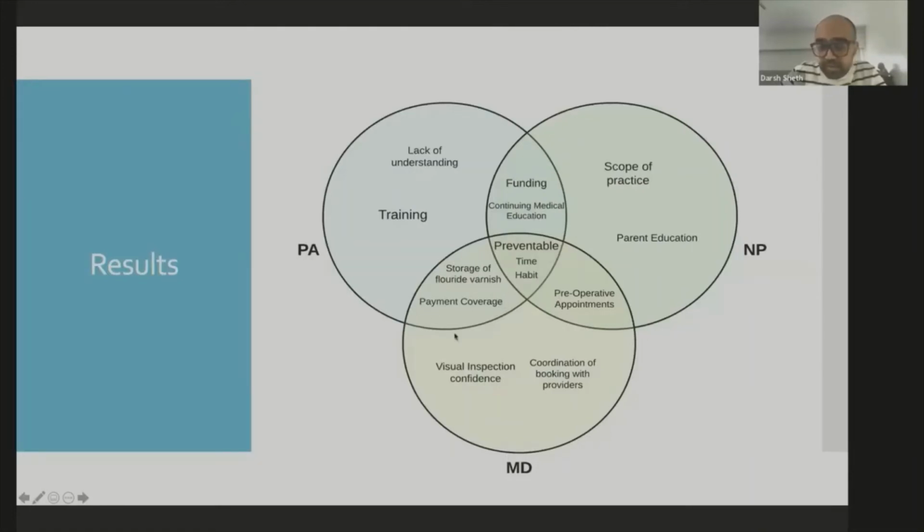In terms of physician assistants and physicians, payment coverage was noted as something that came up in the discussion. How can parents of these children afford to go to the dentist? Are there any payment plans that would need to be done? Where would they store it? Where would this fluoride varnish be stored if they were conducting a caries risk assessment on these children?